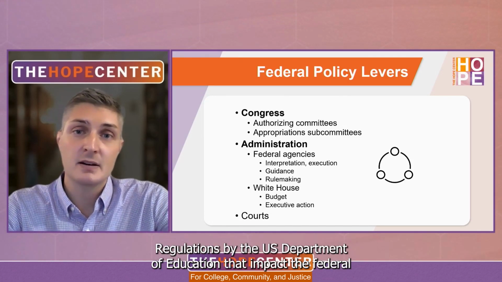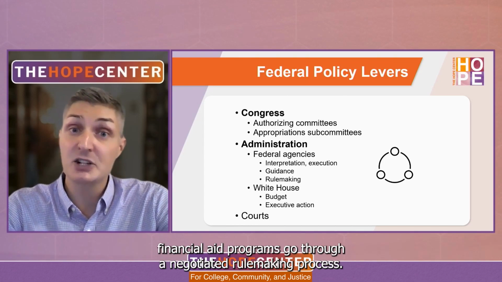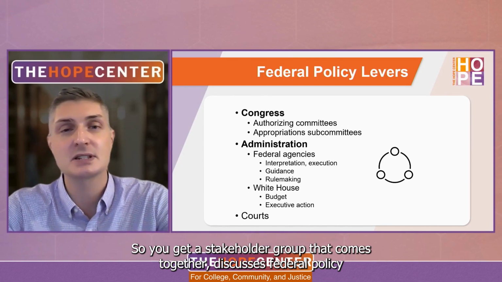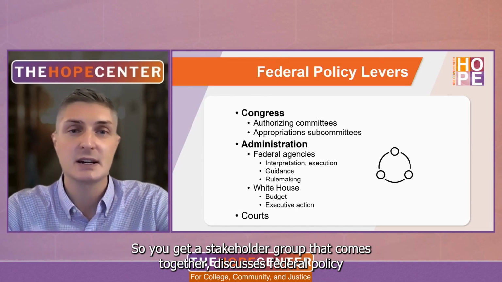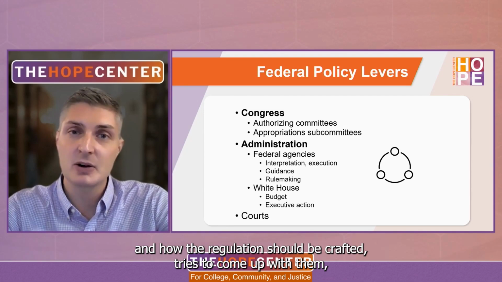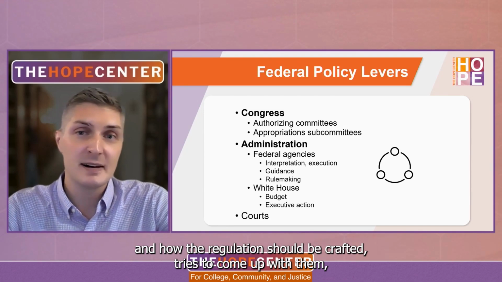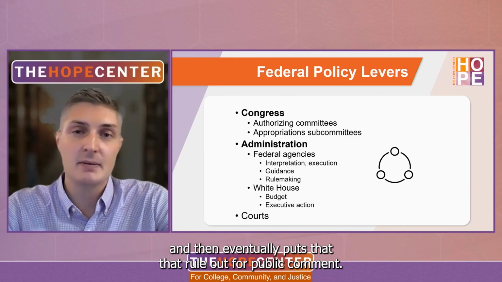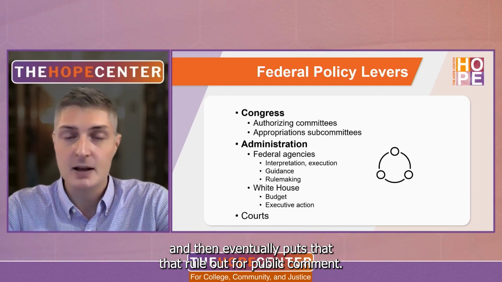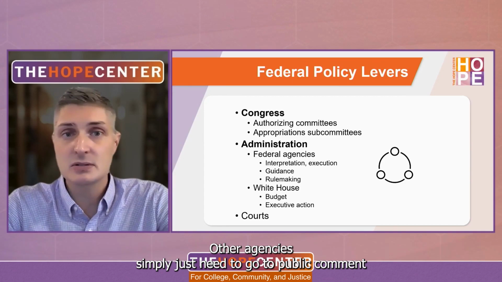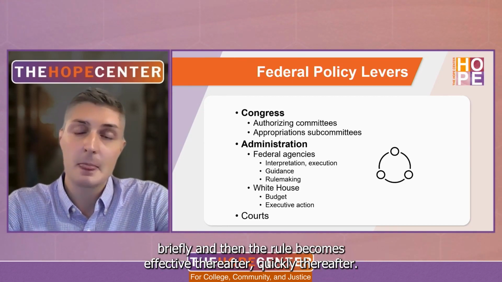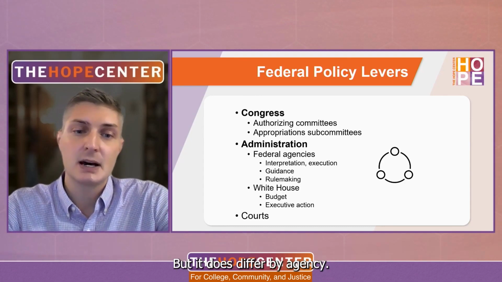Regulations by the US Department of Education that impact the federal financial aid programs go through a negotiated rulemaking process. So you get a stakeholder group that comes together, discusses federal policy and how the regulations should be crafted, tries to come up with them, even getting into the nitty-gritty of different clauses and subclauses, and then eventually puts that rule out for public comment. Other agencies simply just need to go to public comment briefly, and then the rule becomes effective quickly thereafter. But it does differ by agency.